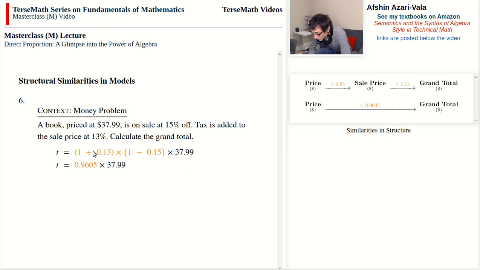And when we perform the calculations that are in the highlighted part, and we end up with 0.9605, what we are saying is that if we want to go from price to the grand total without having to bother with the sale price, we can multiply the price by 0.9605. You can see that in the equation. Here's the price. Multiply by 0.9605, you get the total. And same thing here. So multiplication of these two factors, in effect, removes an intermediate link and connects the beginning to the end.